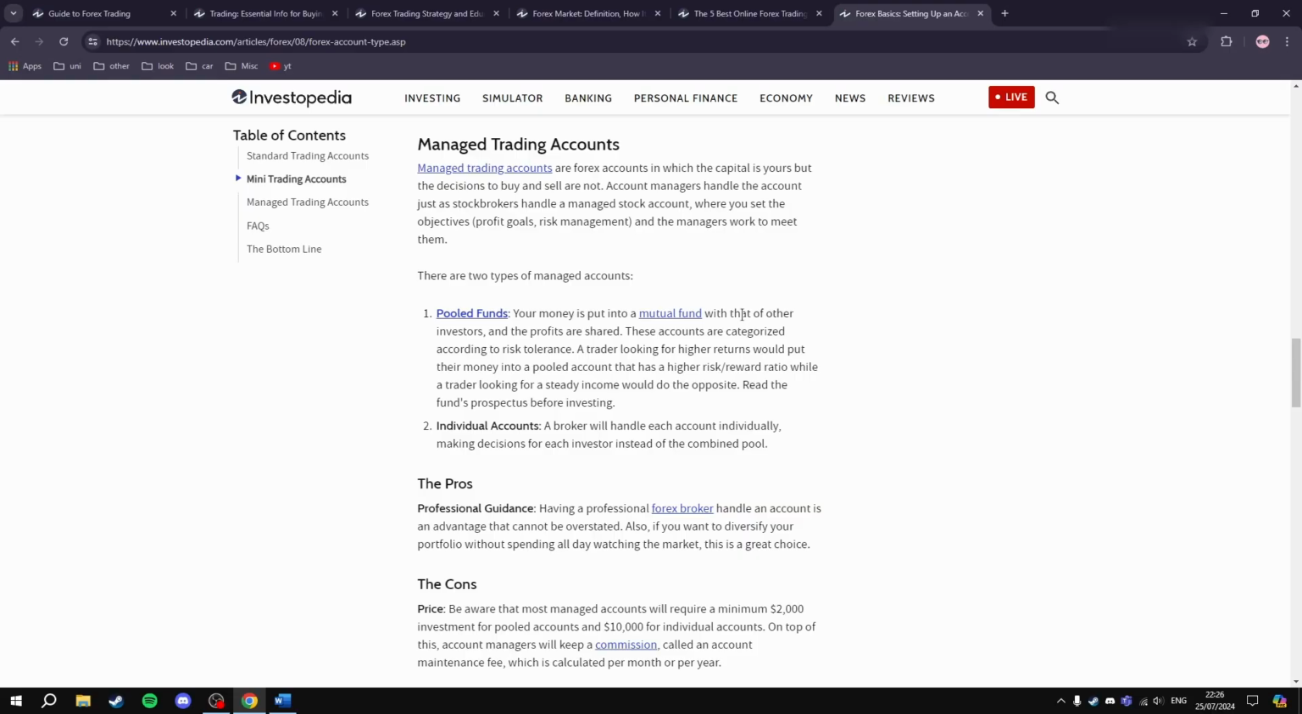There are two types of managed accounts. Pooled funds, your money is put into a mutual fund with that of the other investors and the profits are shared. These accounts are categorized according to risk tolerance. A trader looking for higher returns will put their money into a pooled account that has higher risk reward ratio, while a trader looking to steady income will do the opposite. Read the fund's prospectus before investing. Individual accounts. Broker will handle each account individually, making decisions for each investor instead of the combined pool.